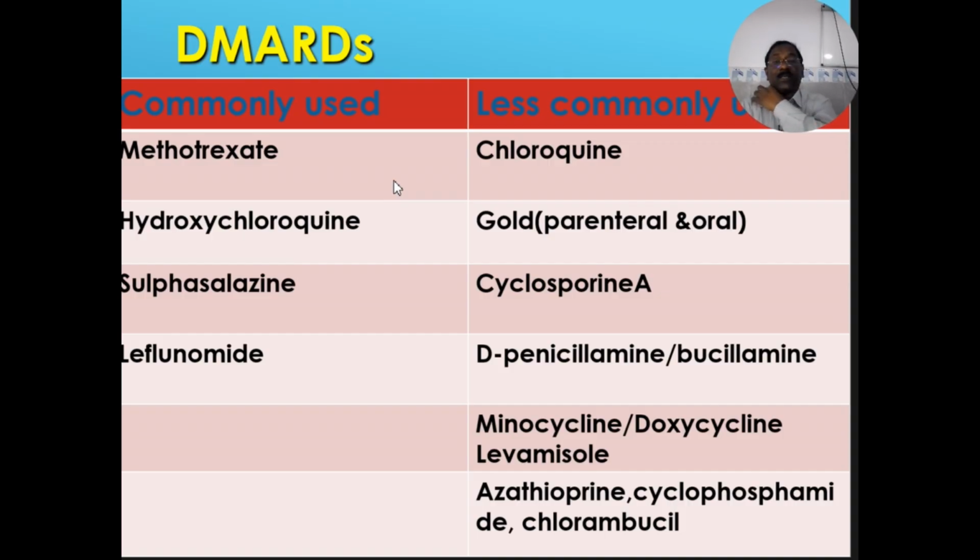Azathioprine is a very important drug. Cyclophosphamide is very important. Chlorambucil is rarely used. So out of these less commonly used drugs, we use azathioprine, cyclophosphamide, doxycycline, and cyclosporin. We don't use chloroquine or gold or dipenicillamine or chlorambucil.